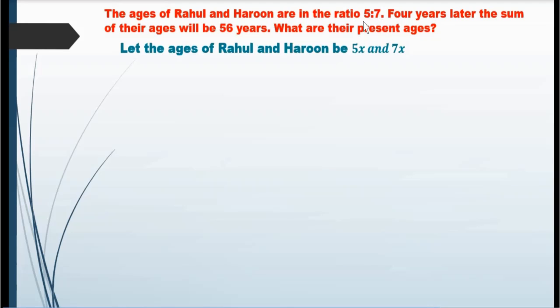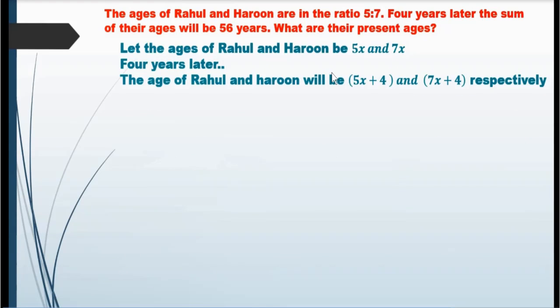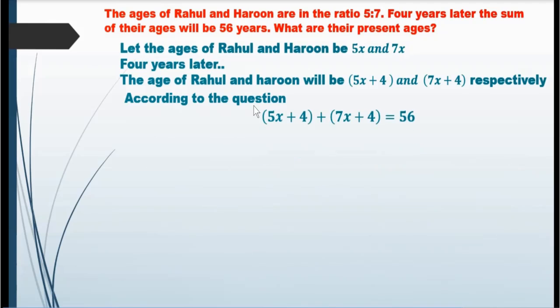So, you multiply x with 5 for Rahul and you multiply x with 7 for Harun. 4 years later, Rahul's age will be 5x plus 4 and Harun's age will be 7x plus 4. And this has to be taken respectively. You cannot interchange. According to the question, we are going to add these two ages in the LHS and you will get in RHS 56.